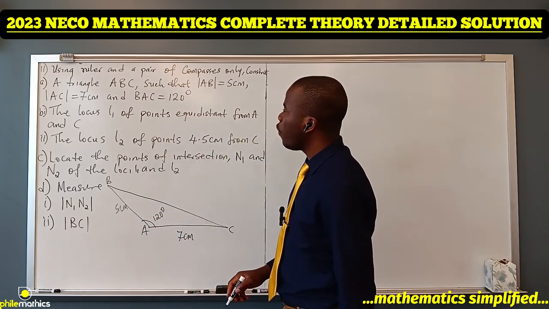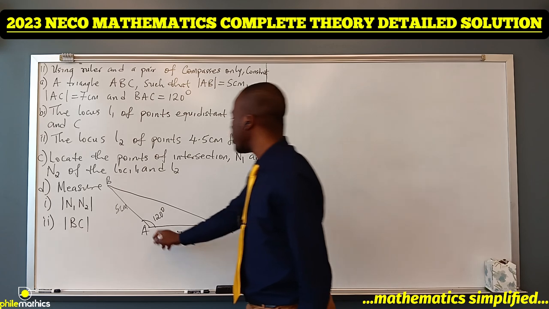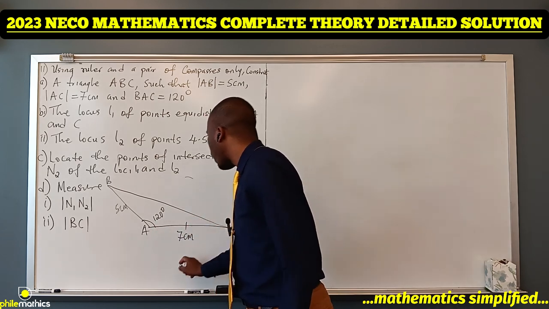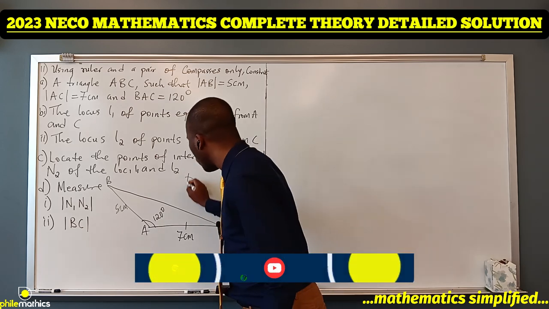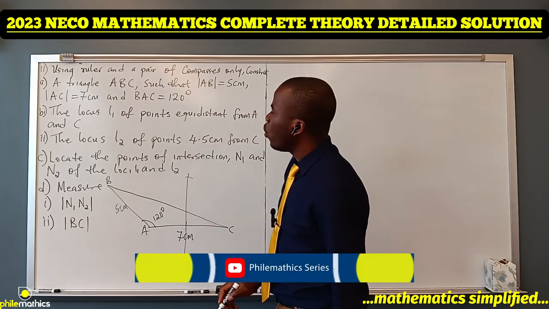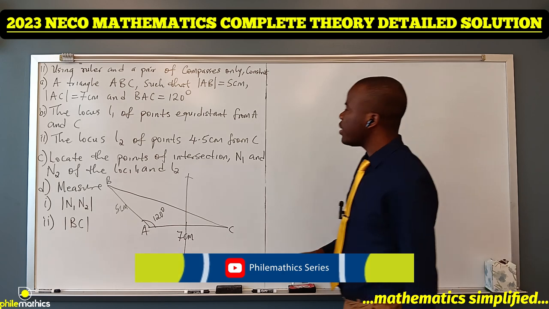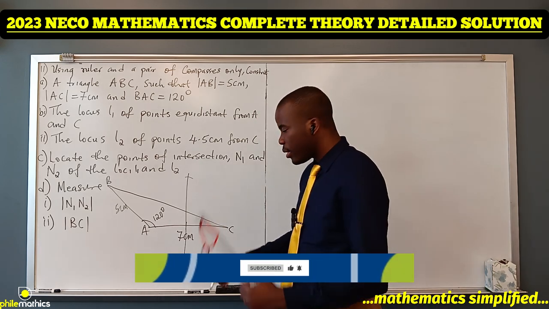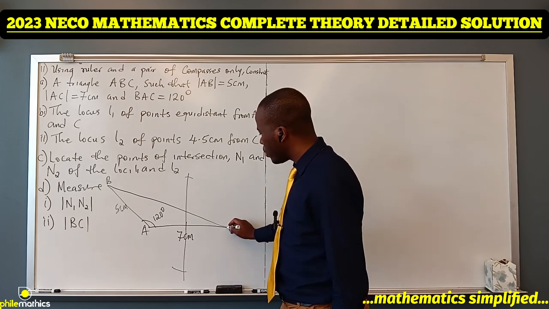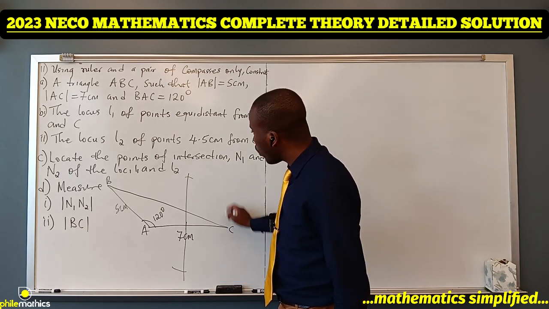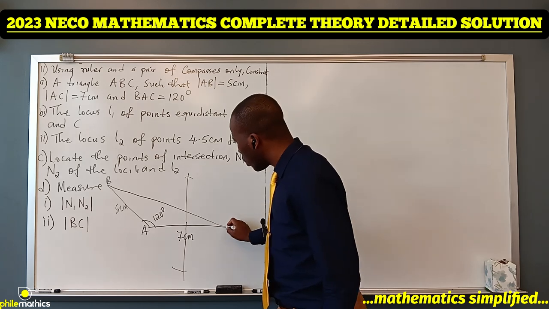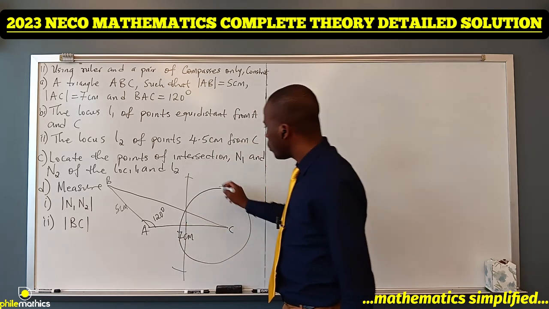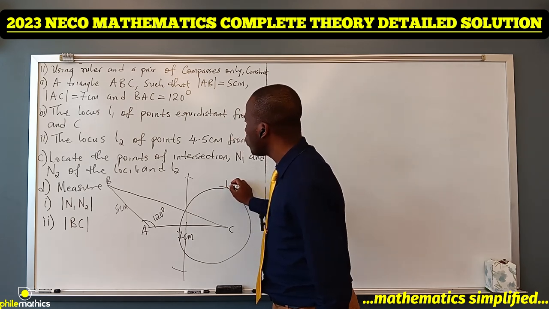The locus LO1 of points equidistant from A and C is the line that divides A and C into two equal parts. So I have to get a line. The locus LO2 of points 4.5 cm from C is, you put your pair of compass at C, we measure 4.5 cm and draw a circle. Let's say the circle is this. So this is LO2. This is LO1.